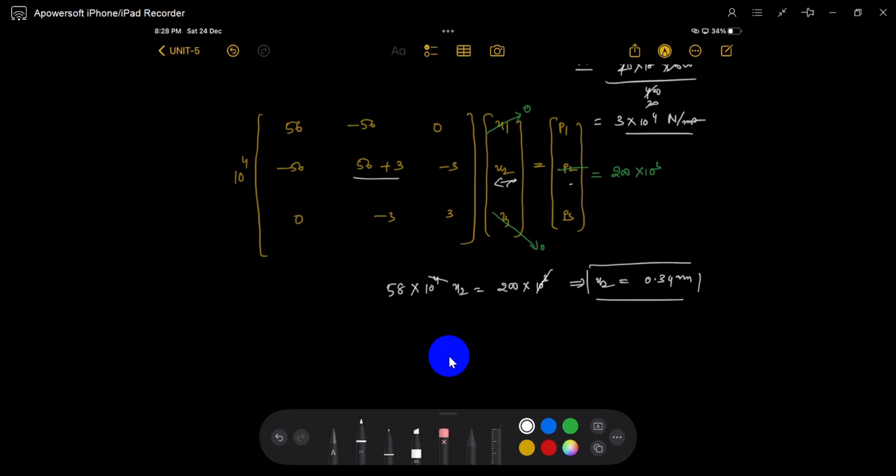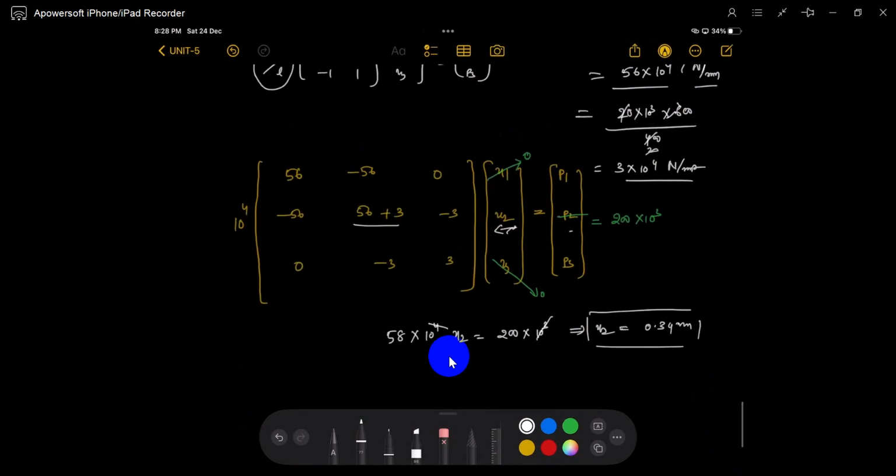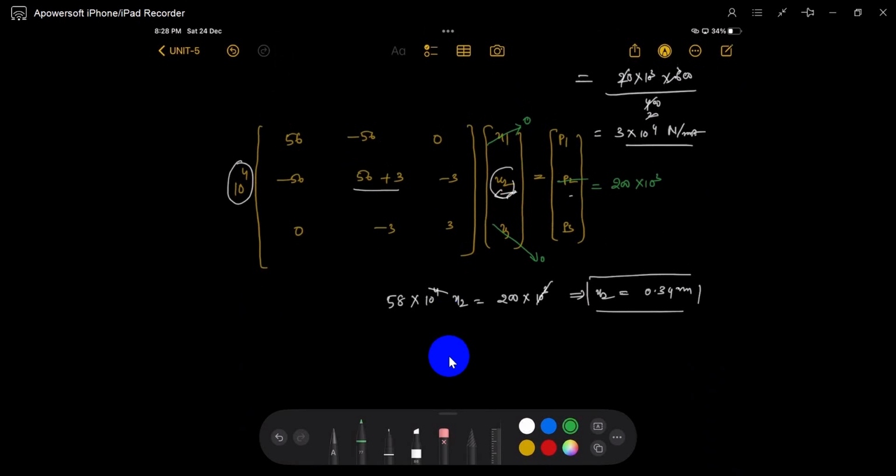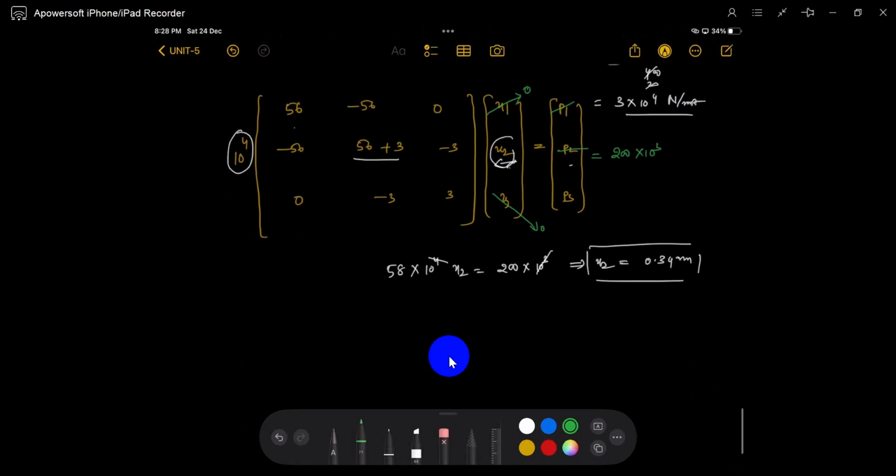Newton per mm square. So these are the Newton per mm: 10 into 10 power 4 into 8, it's Newton per mm. Newton per mm multiplied with u2 equals P2, so you will get only mm. Okay, 0.34 mm. Now comes to P1. What is P1? Check: it is 56 into 0 minus 56 into u2, 0 into u3. What is P1?